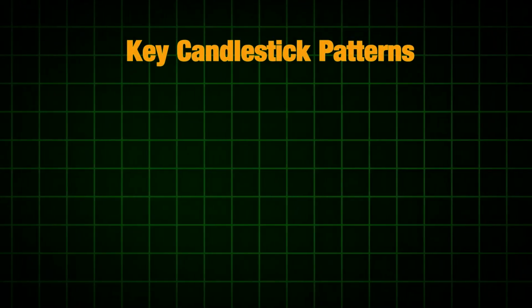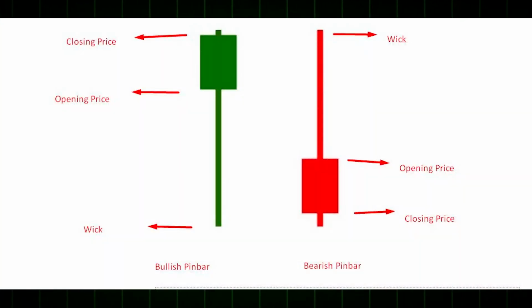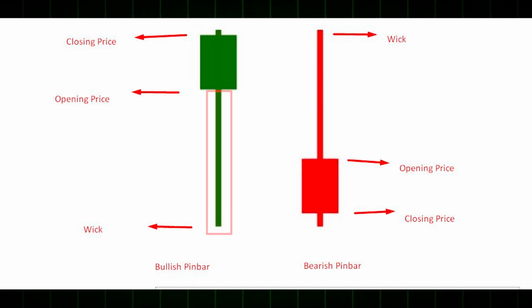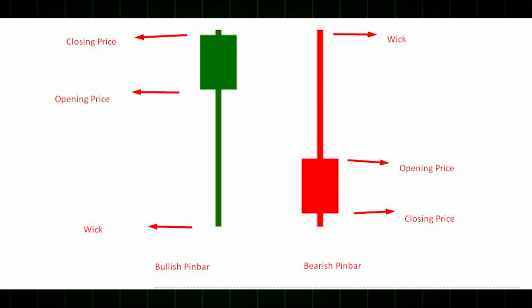Key candlestick patterns. 1. Pin bar or hammer. The primary feature of this pattern is a short body with a very long wick. In bullish pin bars, the wick appears at the bottom, and in bearish pin bars, it's at the top. This pattern indicates buying or selling pressure, signaling who currently holds the market power, buyers or sellers.